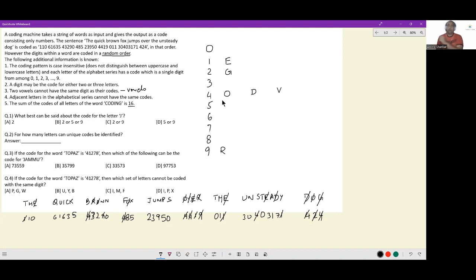Which one can I go? Now for S, I am seeing unsteady S and S, 23950 and 3000317. The only common digit is 0 and the only common letter is S. So S has to be 0. S is gone, 0 is gone, S is gone, 0 is gone. Okay, this is also uniquely identified.